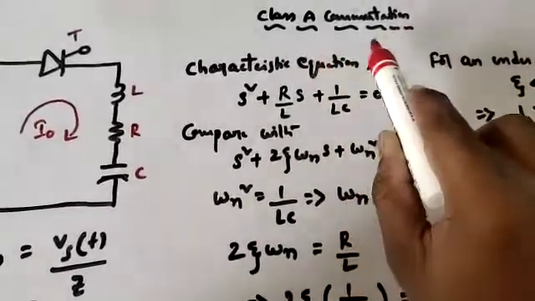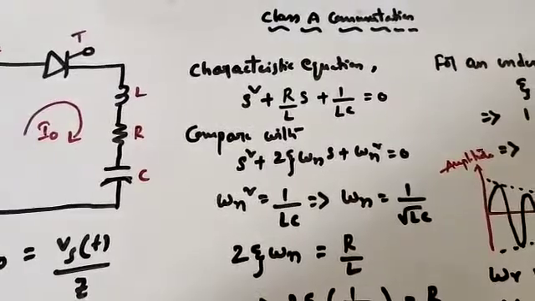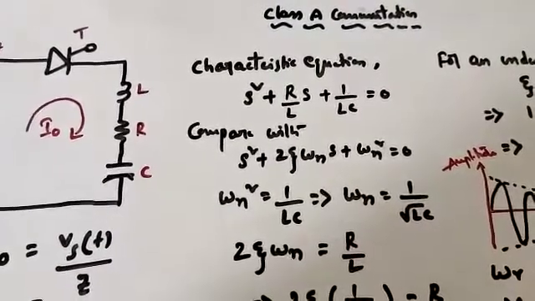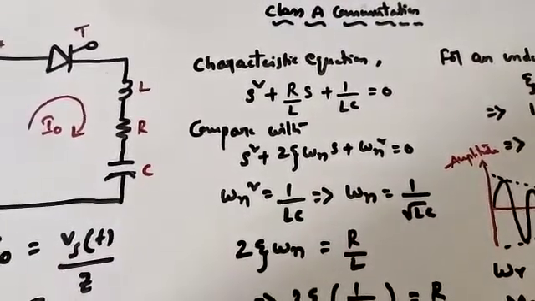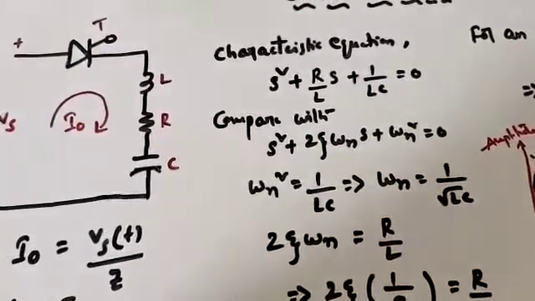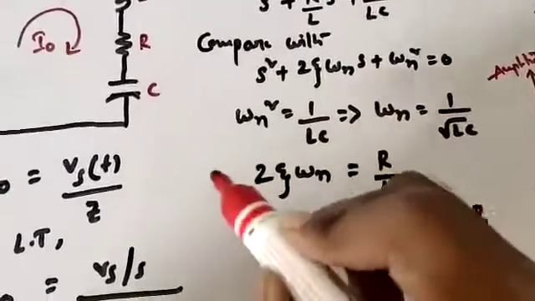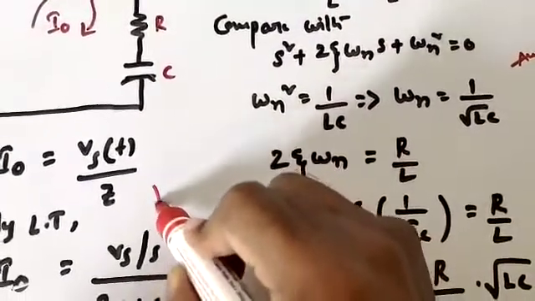Now the topic is class A commutation. Before going for the explanation of waveforms, let us discuss the mathematical analysis of this particular class A commutation. Class A commutation is also known as load commutation. Load commutation, writing here.